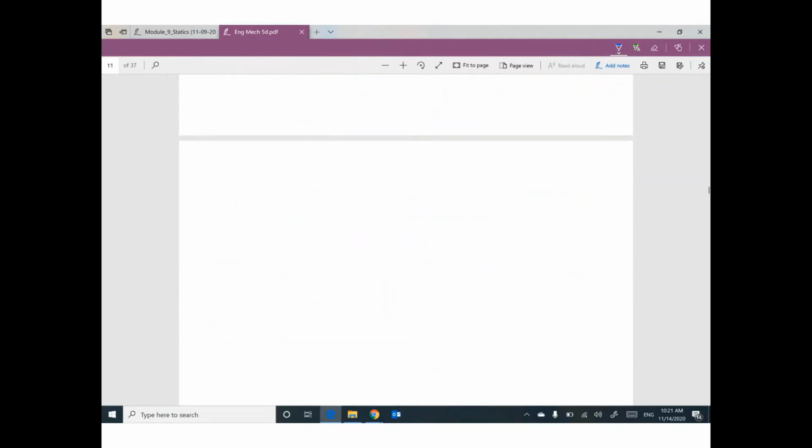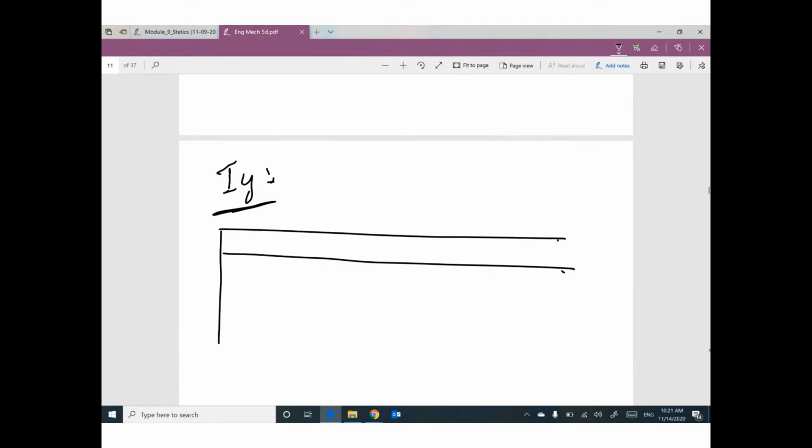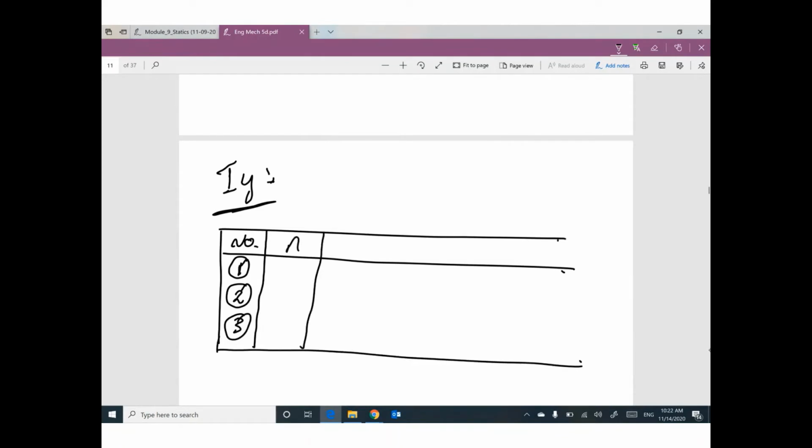To figure out the value of Iy, I need to set up the same table, but related to axis Y. How many parts? Part number 1, part number 2, part number 3. What is the area of each part? 288, 384, 144. What is the value of Iy for each part?